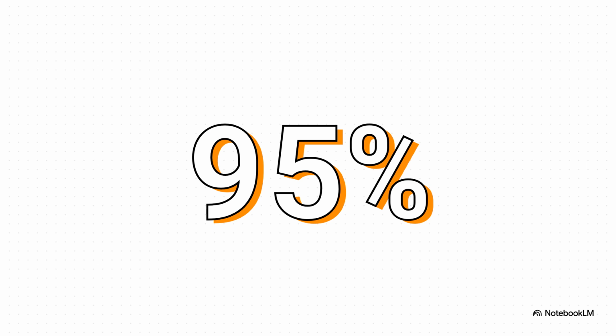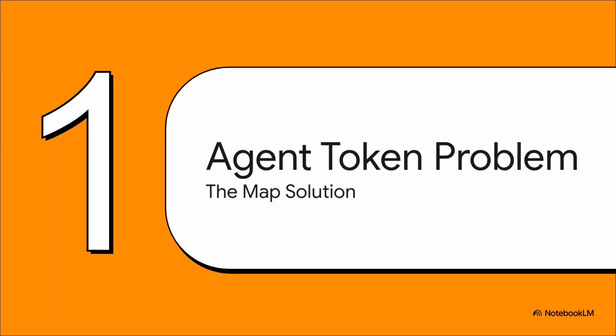No way, right? But it's true. Instead of full method bodies, your agent gets just the signatures and the line ranges. It gets exactly the essential data it needs to navigate, which leaves your token budget completely intact for the actual problem solving. Section 1. The Agent Token Problem and the Map Solution.